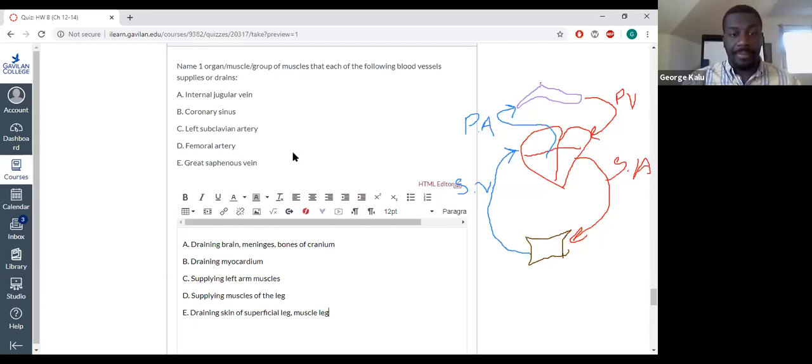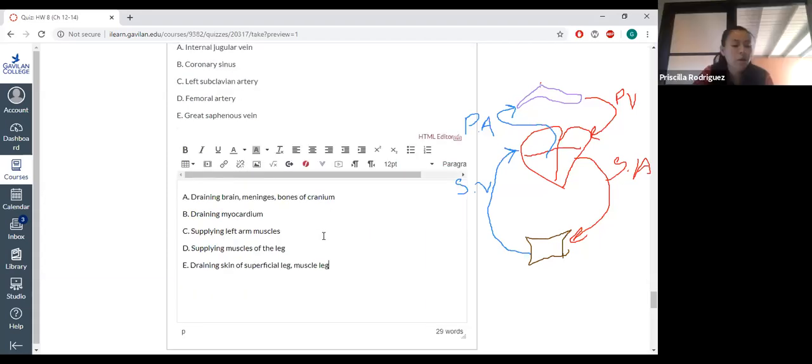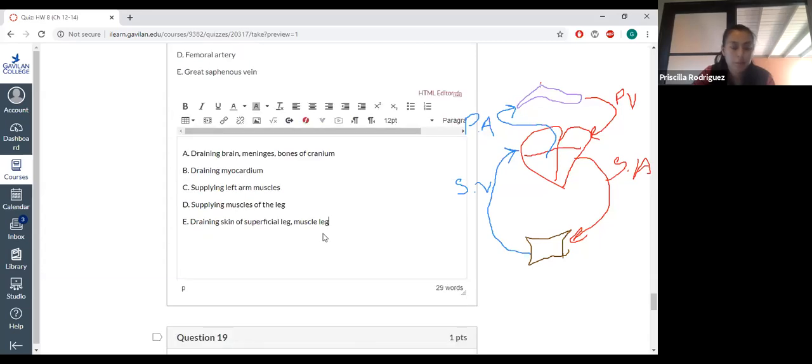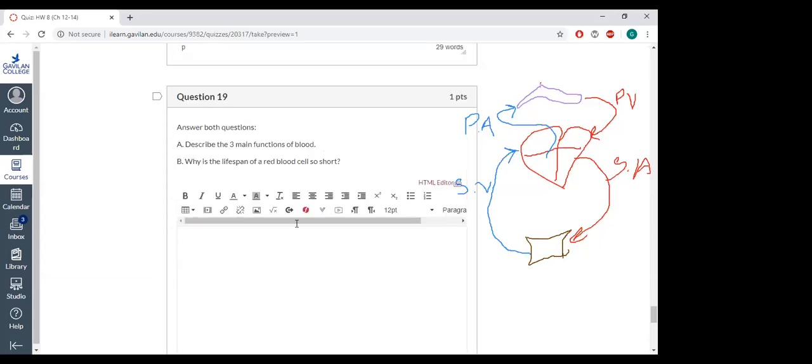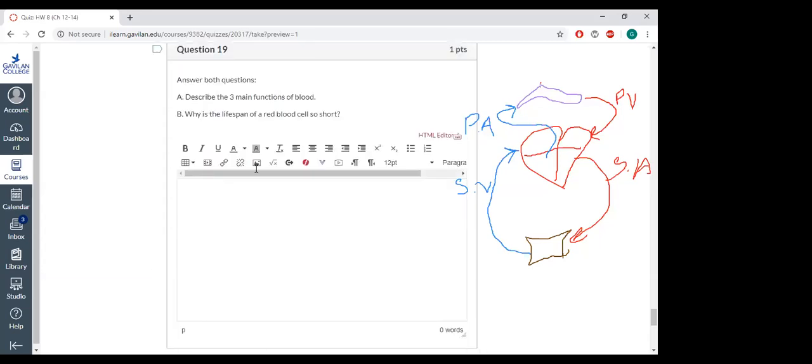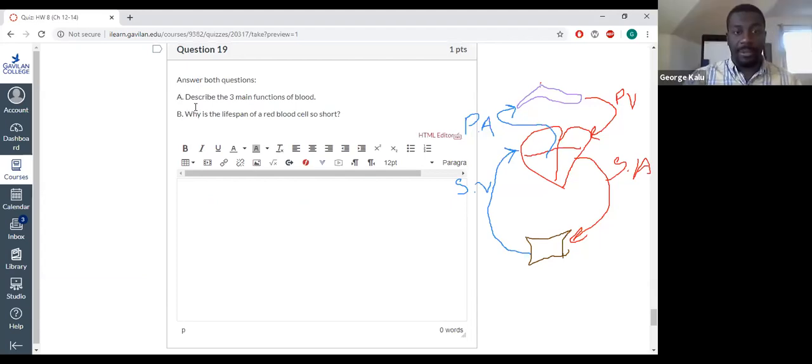Perfect. Okay. Any questions on this one here? No. Okay. Cool. All right. So number 19, answer both questions. So A, starting with that one. Describe the three main functions of blood.